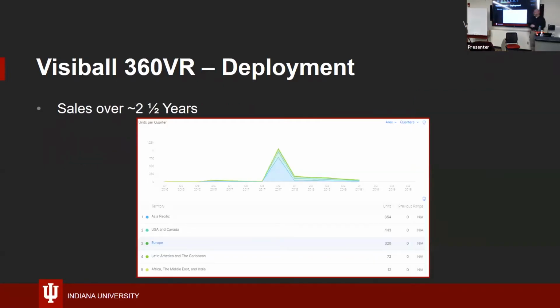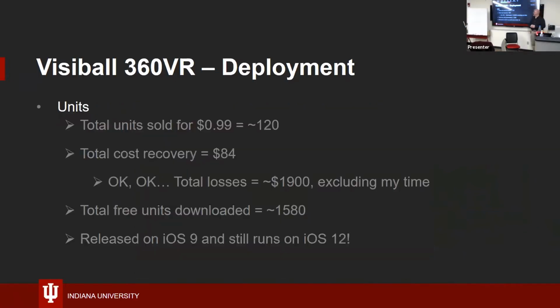So this is my sales over 2.5 years. This is September 2016. Can anybody guess when I changed the price from 99 cents to free? So up to this point, this is about 100 and something units sold. And a year later, for a celebration, I just said, forget it, I'm done. I sold 120 for 99 cents.